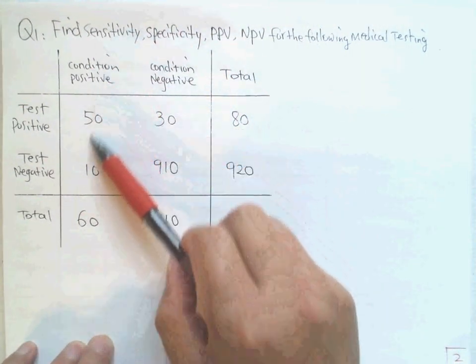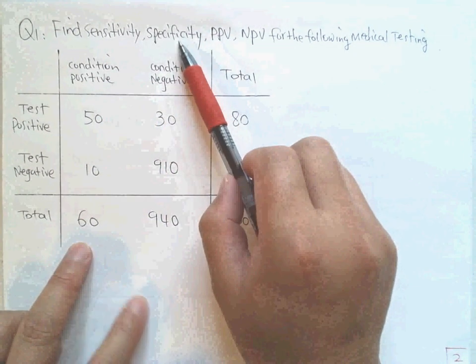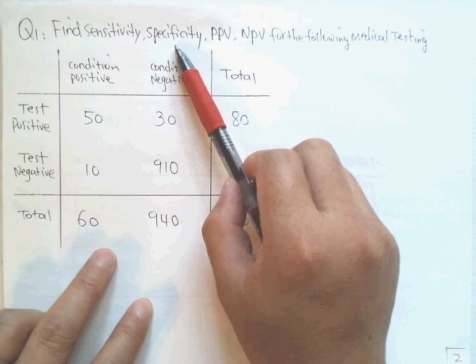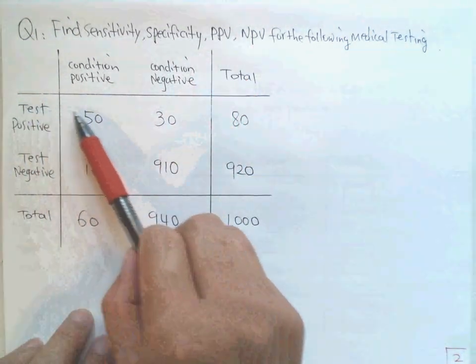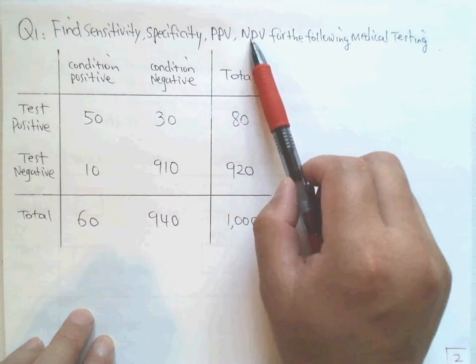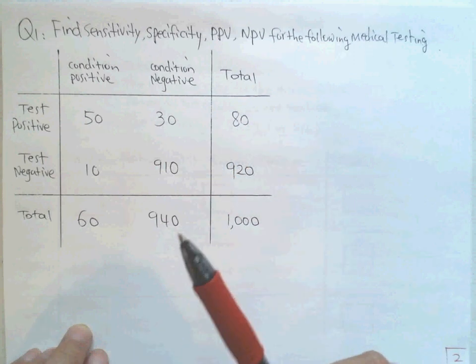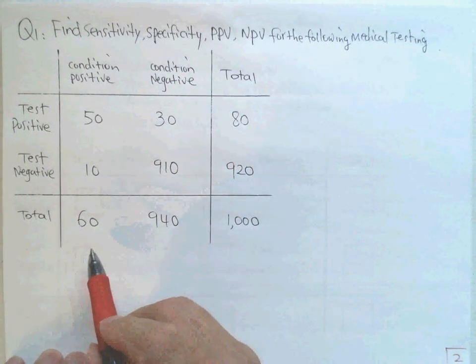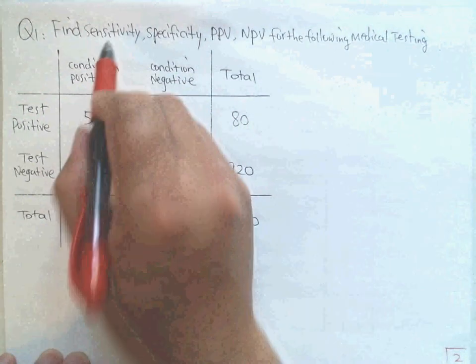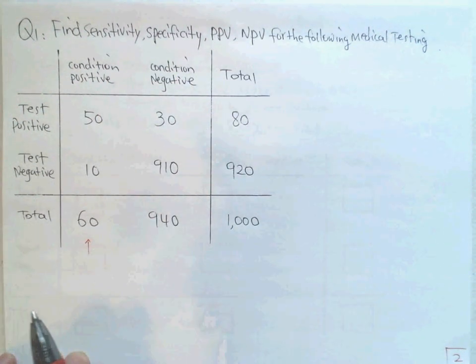Sensitivity is the accuracy among the condition positive. Specificity is the accuracy among condition negative. PPV is the accuracy among test positive. NPV is the accuracy among test negative. If you remember that, now it's easy. So first we are going to find the sensitivity, the accuracy among the first column, right?